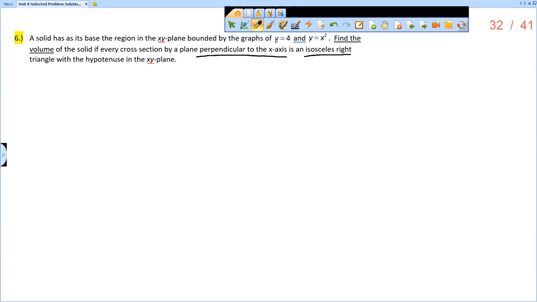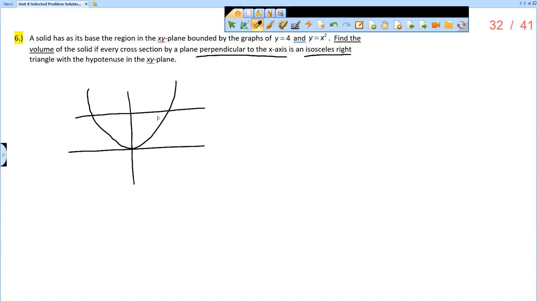All right, so first of all, we need to draw a graph. y equals 4 is a horizontal line, y equals x squared is a parabola facing upwards with vertex at 0, 0. So we've got this region here. But now we want to take a plane perpendicular to the x-axis. That means we are using a dx cut, because dx is perpendicular to the x-axis.